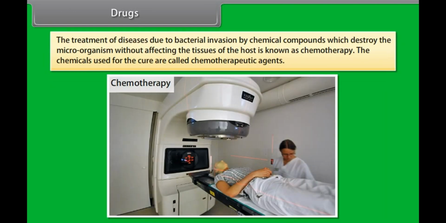The treatment of diseases due to bacterial invasion by chemical compounds, which destroy the microorganisms without affecting the tissues of the host, is known as chemotherapy. The chemicals used for the cure are called chemotherapeutic agents. Classification of drugs. Drugs can be classified in several ways.